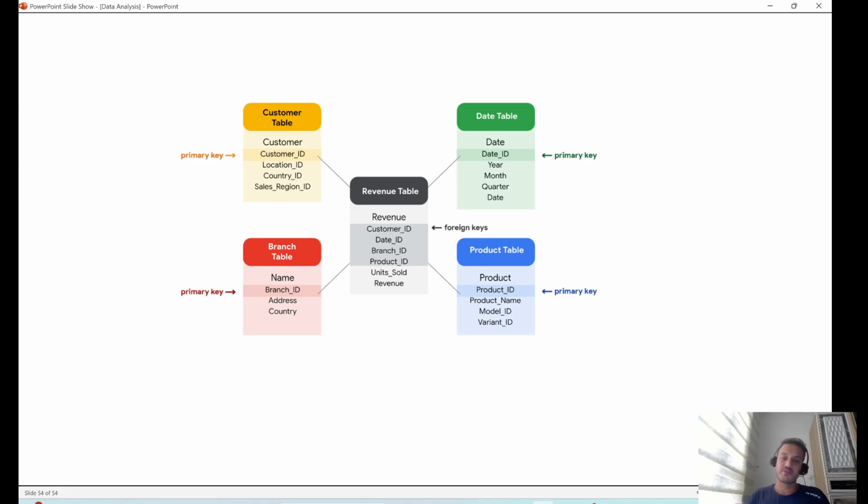So where is the foreign key? The foreign key is the same customer ID we have in the customer table. We have customer ID in the revenue table. So one of them is a primary key, the other one is the foreign key. The foreign key is the same as the primary key in the other table.